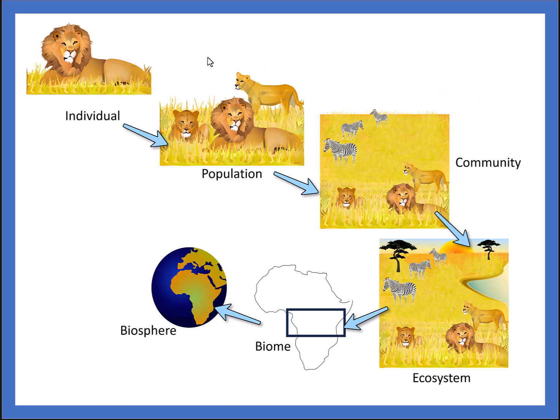Here's simply a graphic of what we're looking at. We've got one individual lion here, and then a population of lions would be all one species in one place. The community would be the lions and the zebras and the grass and any other living organisms in that small area. The ecosystem then would include the sun and the water, temperature, soil in that area, the abiotic factors. And then the biome would be an area with lots of ecosystems in it with simply one generalized climate. And then the biosphere is the whole earth that can sustain life.